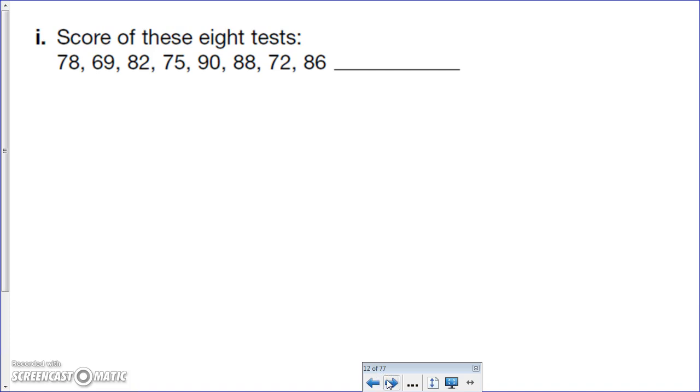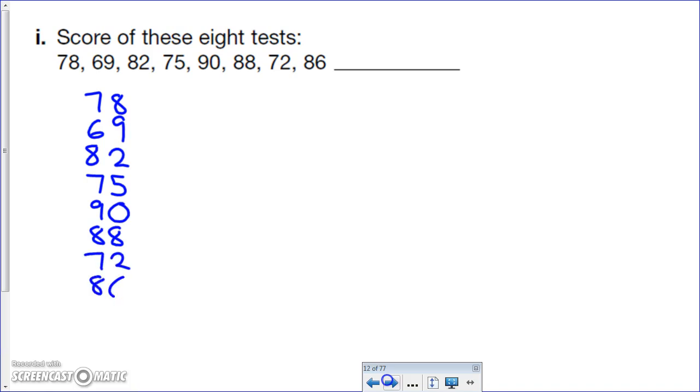For I, we need to find the mean or average score of these 8 tests. So first thing we're going to do is add up the 8 scores. So 8 plus 9 is 17, plus 2 is 19, plus 5 is 24, plus 8 is 32, plus 2 is 34, plus 6 is 40. So we're going to put the 0 down and carry the 4.